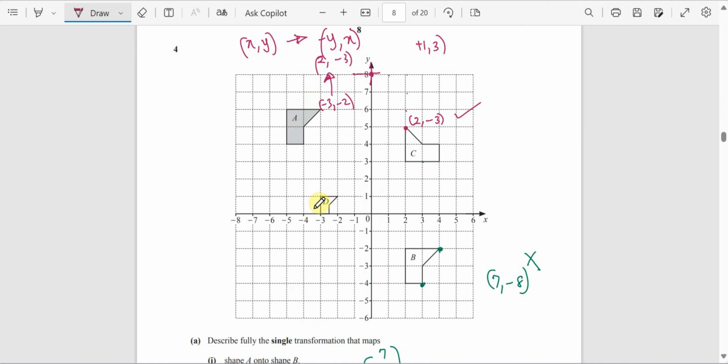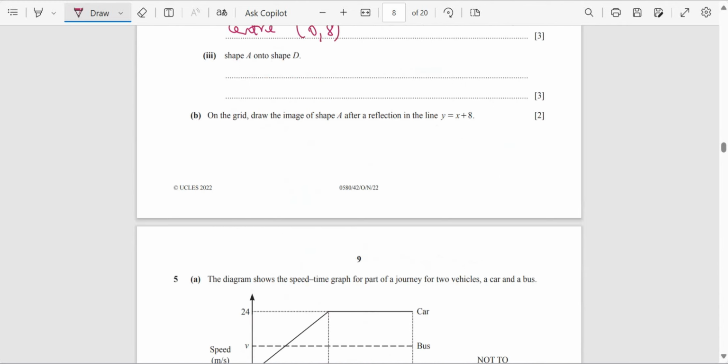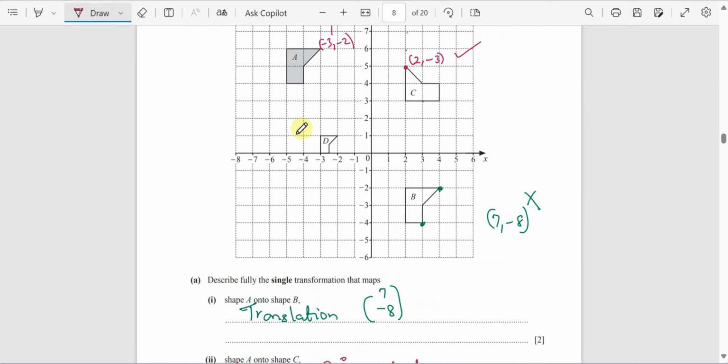From mere observation, you can see that the orientation did not change. However, the size changed. So that means this is enlargement. Now, I know some people want to say, why is it not reduction? No, we don't use reduction. Instead, we use enlargement, but with a scale factor that is a fraction. So there's nothing called reduction. We use enlargement.